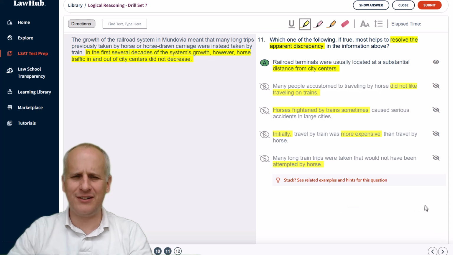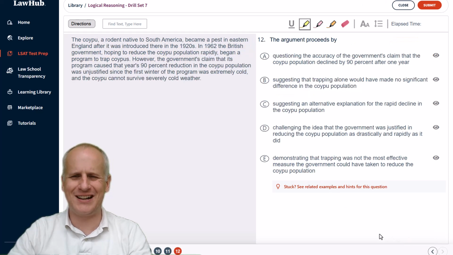Moving on from question 11 of logical reasoning drill set number 7 to the final question of this drill set, we've got our highlight tool ready to go as always, and we're going to engage the question stem first to identify what we're being asked to do. And in this case, we have a really short stem. We're just being asked how the argument proceeds. So this is ultimately asking a variation of what is often considered a method of argument text.